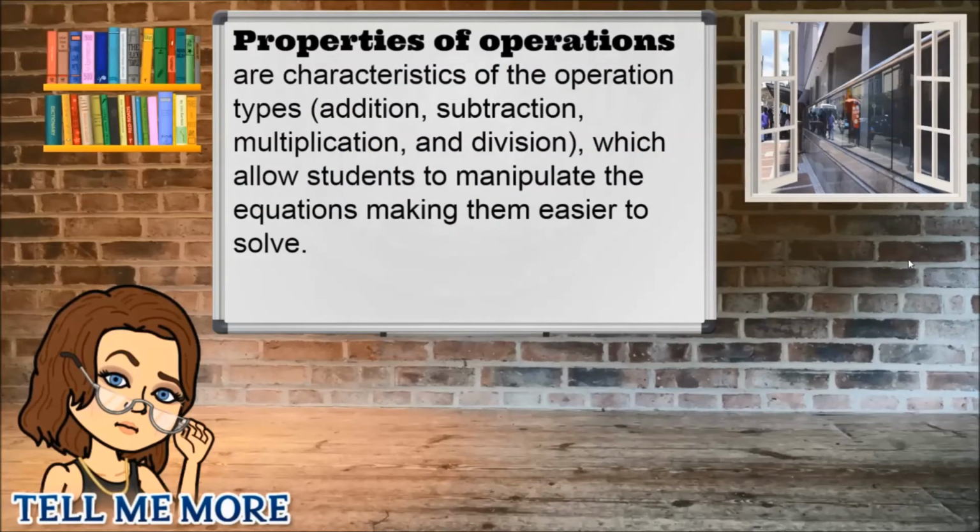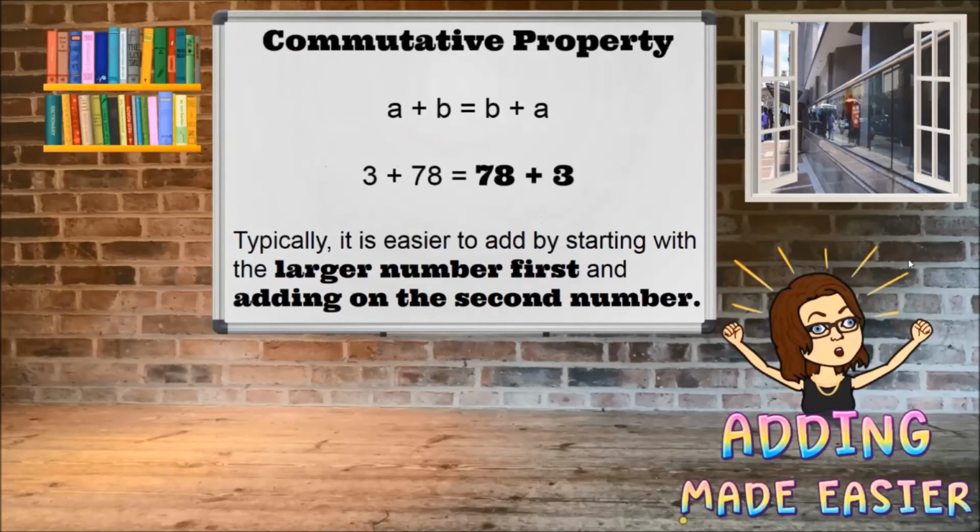Properties of operations are characteristics of the operation types which allow students to manipulate the equations, making them easier to solve. The commutative property. 3 plus 78 is the same as 78 plus 3. Typically, it is easier to add by starting with the larger number first and adding on the smaller number. The commutative property allows us to do this.